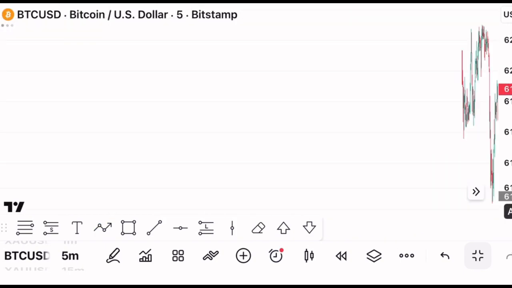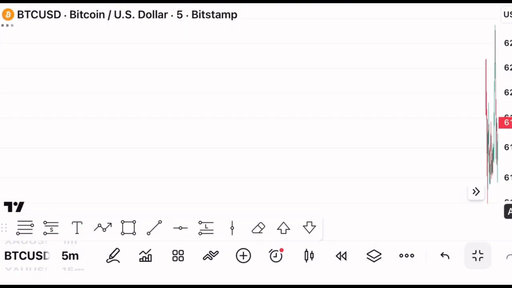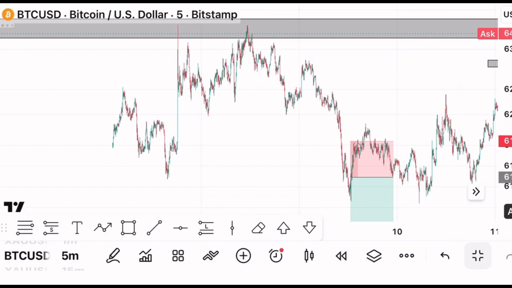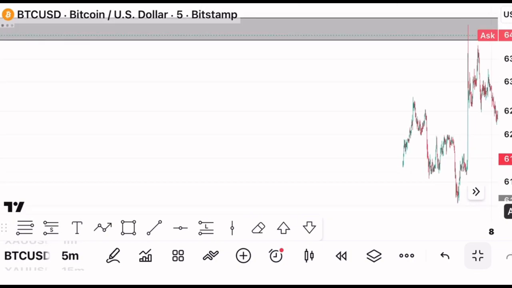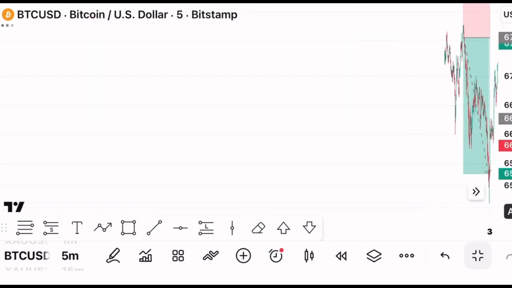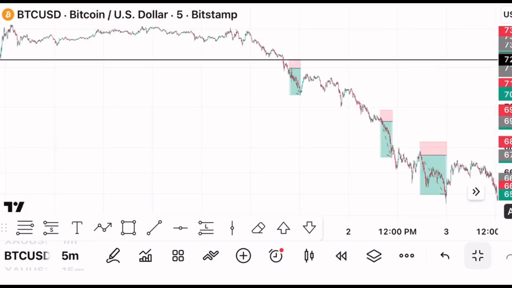Now look at this BTC. This is the BTC chart, and look at this trade right here. We have a losing trade here. Before we explain this, let's first explain one trade that we've taken with this concept that's actually a winning trade, and after that we explain the losing trade.